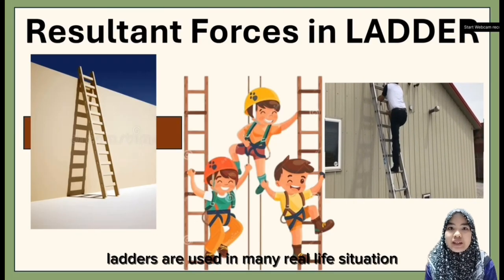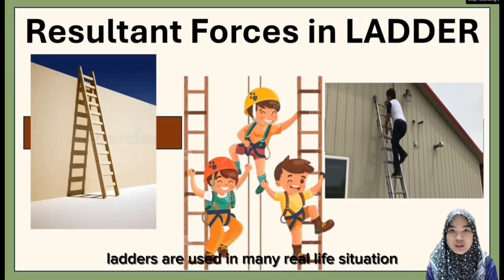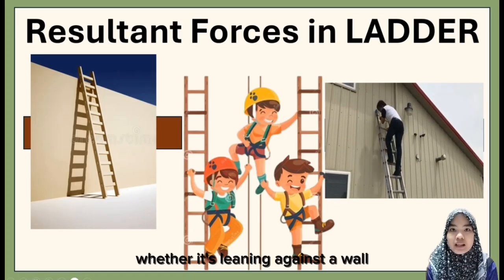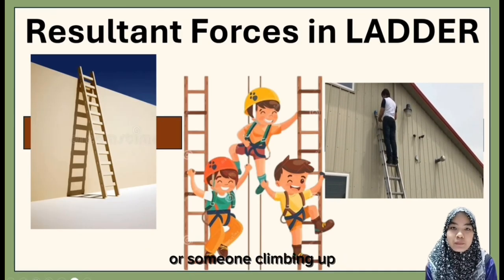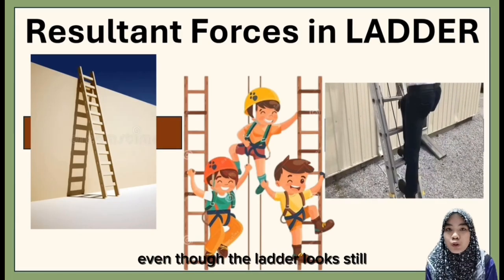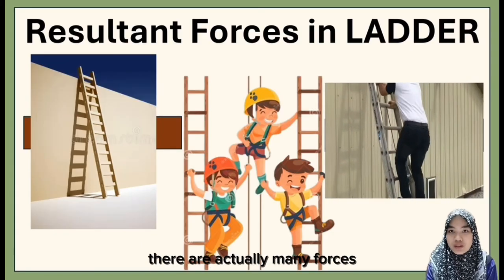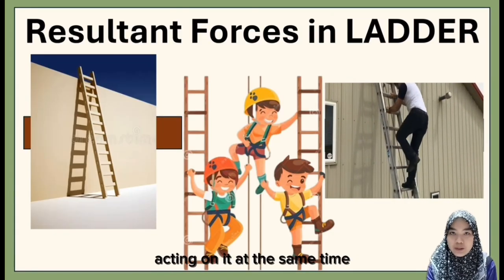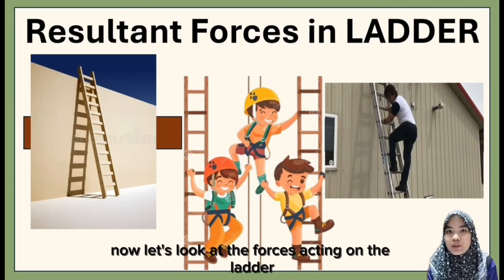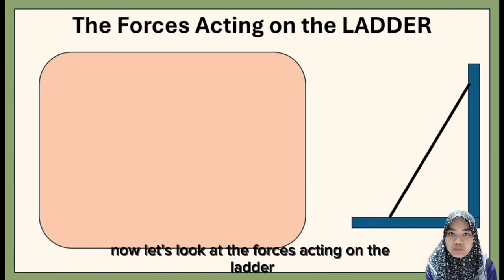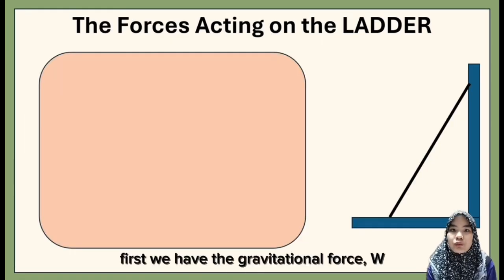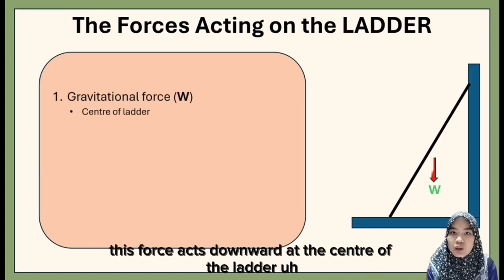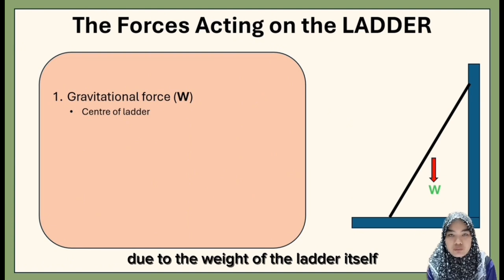As you know, ladders are used in many real-life situations, whether it's leaning against a wall or someone climbing up. Even though the ladder looks still, there are actually many forces acting on it at the same time. Now, let's look at the forces acting on the ladder. First, we have the gravitational force W. This force acts downward at the center of the ladder due to the weight of the ladder itself.